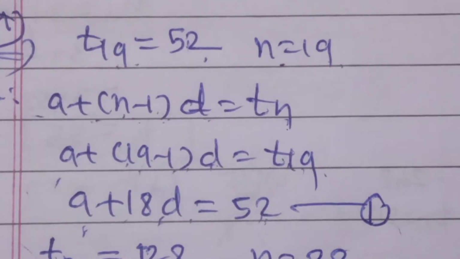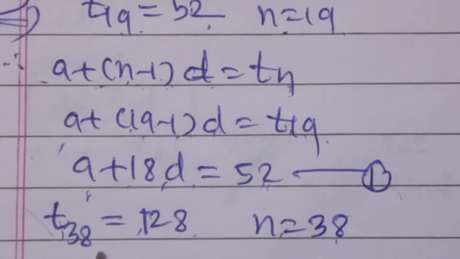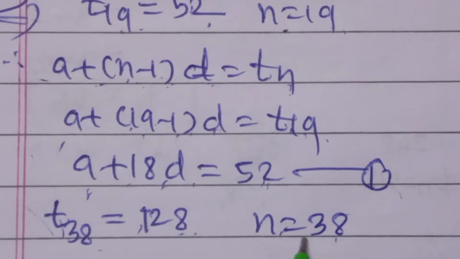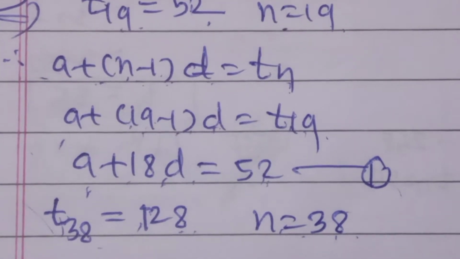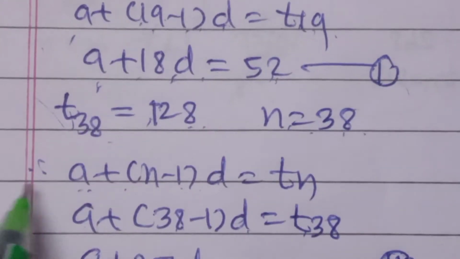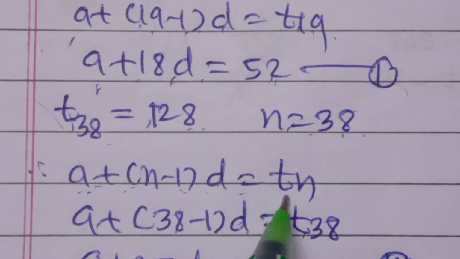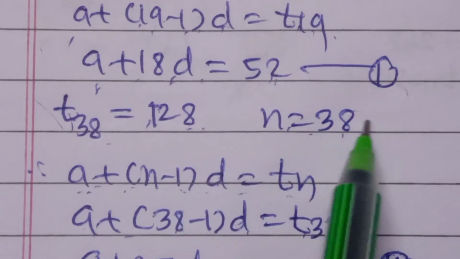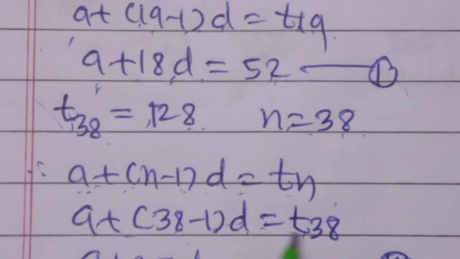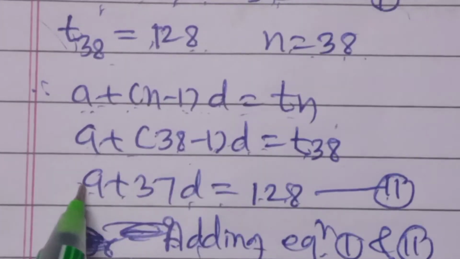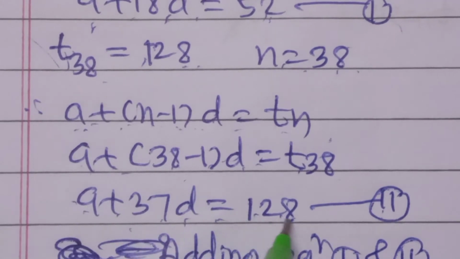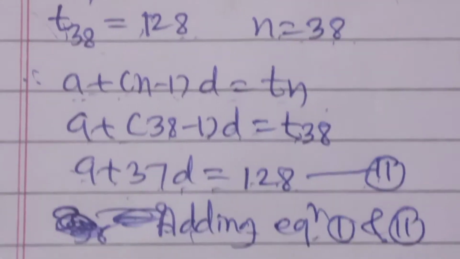Second, we are given the 38th term is 128, so n is equal to 38. So we use the formula a plus (n minus 1) into d equal to Tn. A plus (38 minus 1) d, T38. A plus 37d is equal to 128. Equation 2.